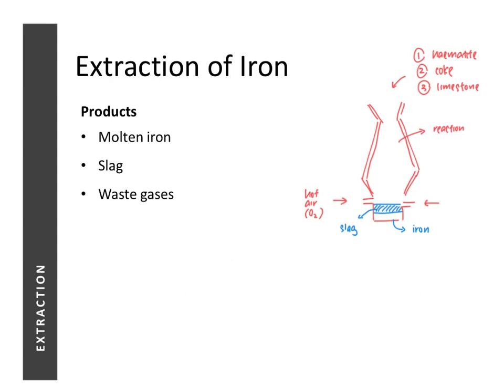Now, in addition to molten iron and slag, one of the main unwanted products in this reaction is your waste gases. One of the main waste gases would be carbon dioxide gas. The other major component of your waste gas would be nitrogen gas. Where did we get nitrogen from? Nitrogen is the main component gas in air. And then we may also get some nitrogen monoxide or nitrogen dioxide.